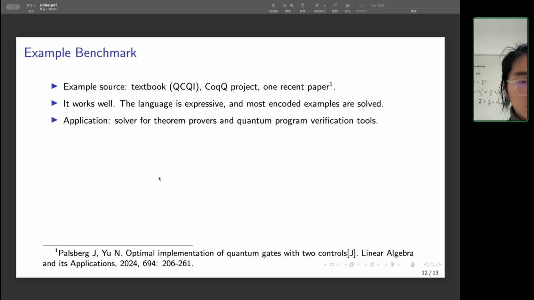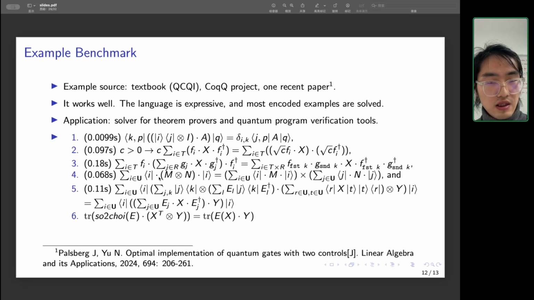To name some applications, the theory and implementation can serve as the solver for theorem provers. For example, if you want to prove equivalence in Coq, then you don't need to manually write all the proof scripts. Or it can serve as a solver, the backend for the verification tools of quantum programs, because you will need to check whether the assertions or the states are equivalent, and they are all written in Dirac notation.